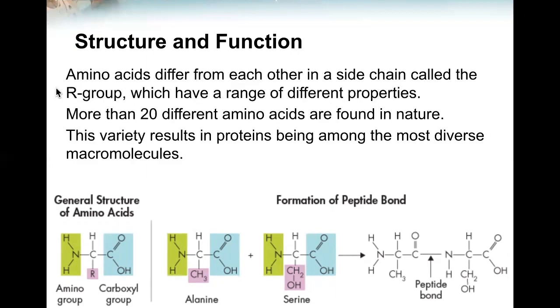Amino acids differ from each other in a side chain called the R group, which has a range of different properties. More than 20 different amino acids are found in nature. This variety results in the proteins being among the most diverse macromolecules.